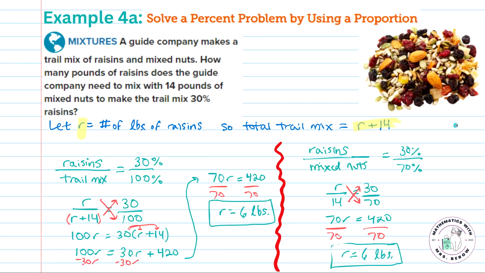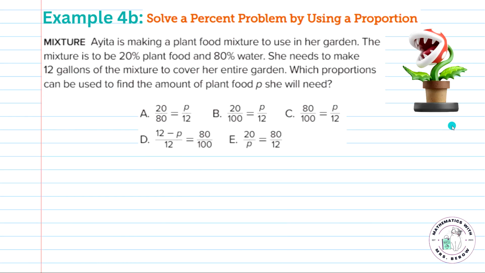We're going to take a look at one more problem in this video, same kind of idea, except we're going to give some options and we are going to decide which of these is going to be the best way of setting this up. So it says Aida is making a plant food mixture to use in her garden. The mixture is to be 20% plant food and 80% water. She needs to make 12 gallons of the mixture to cover her entire garden. Which proportions can be used to find the amount of plant food P that she will need?